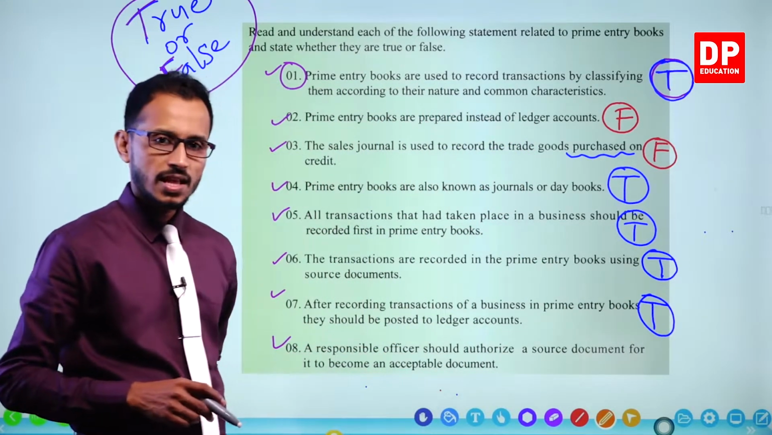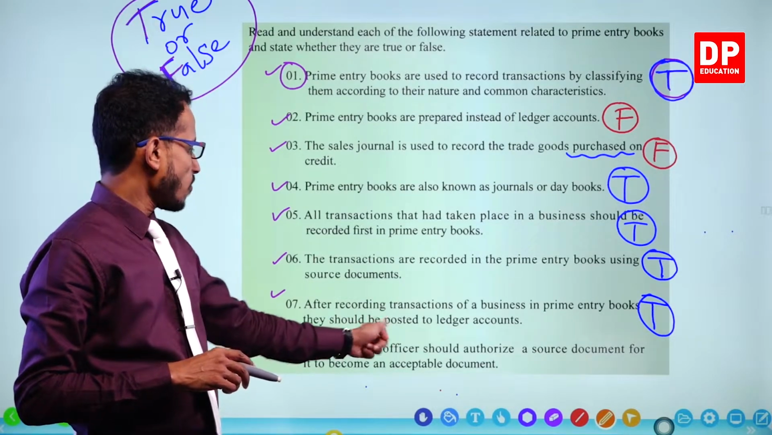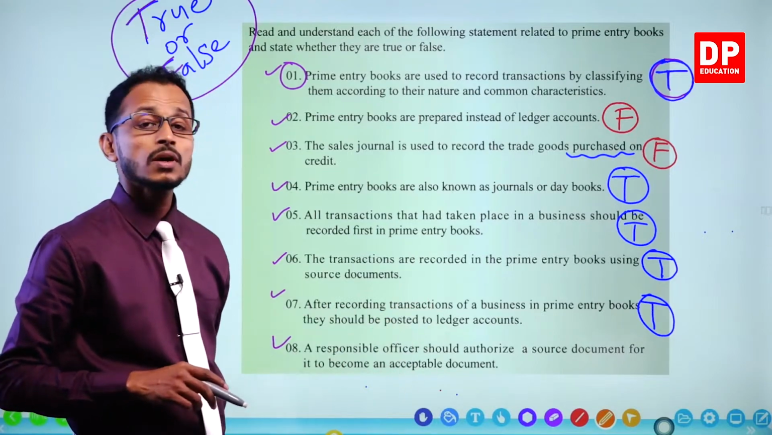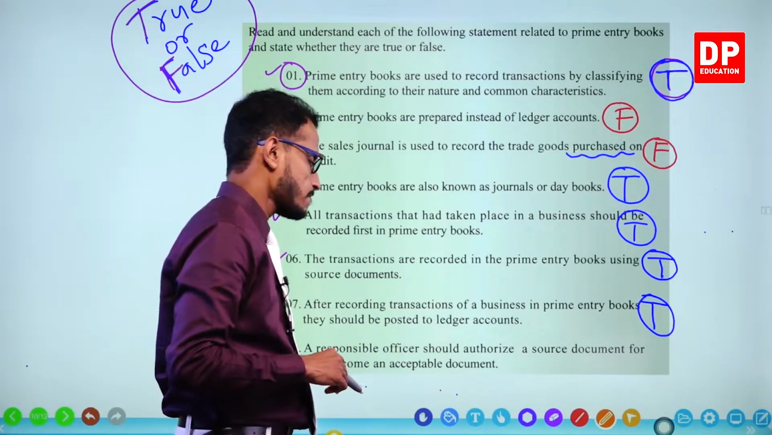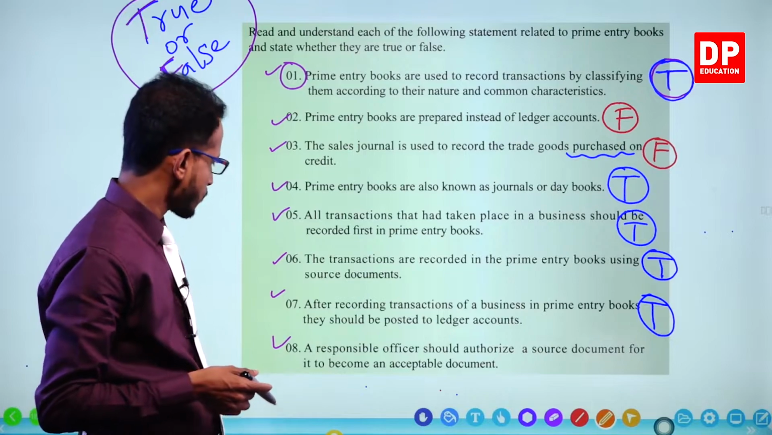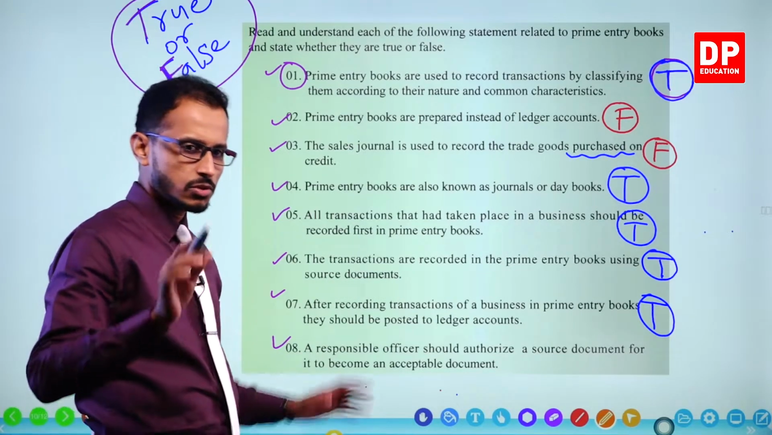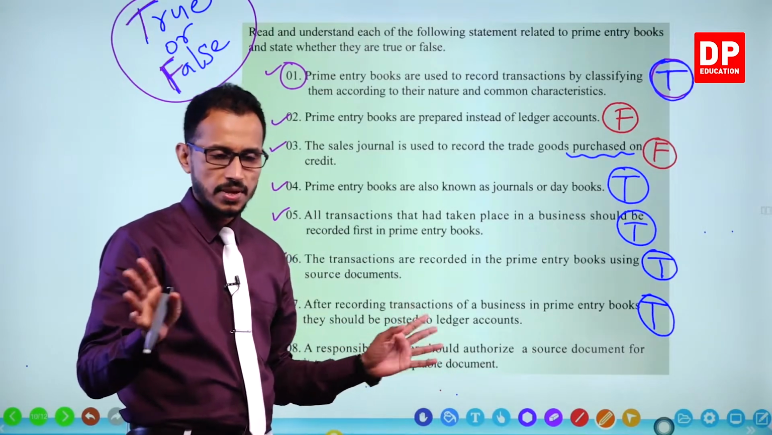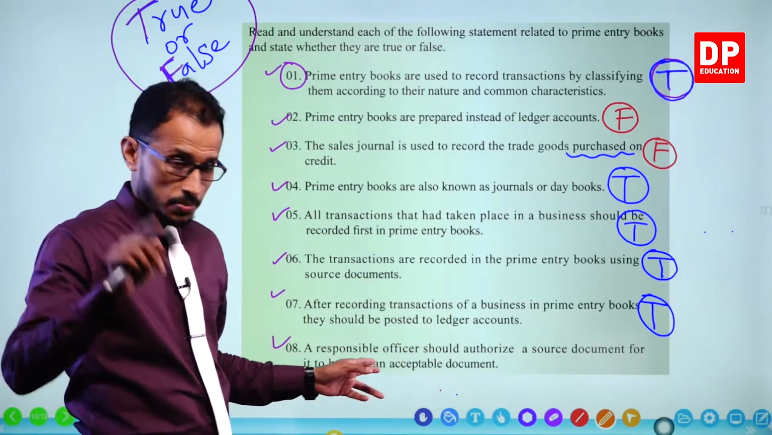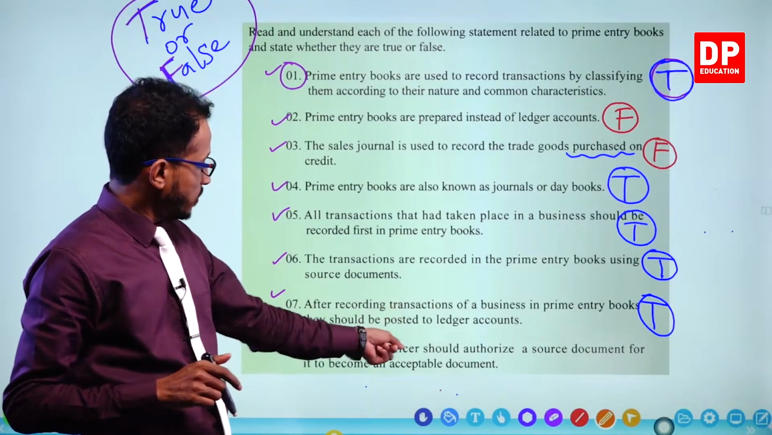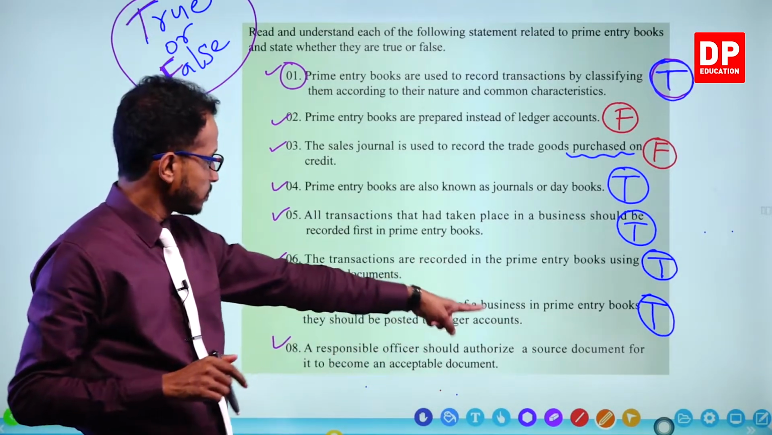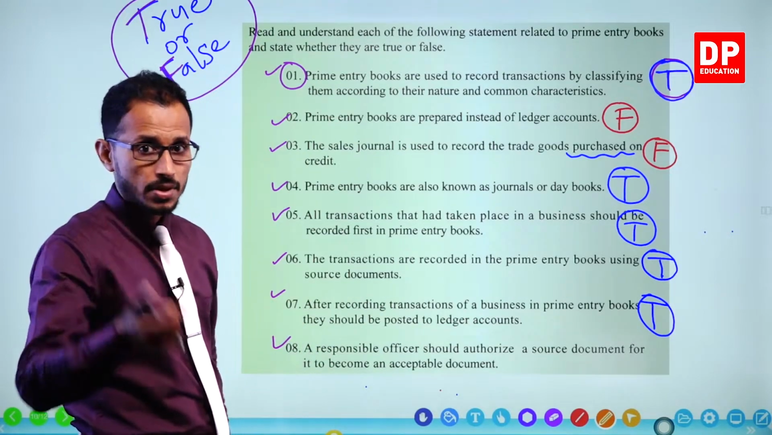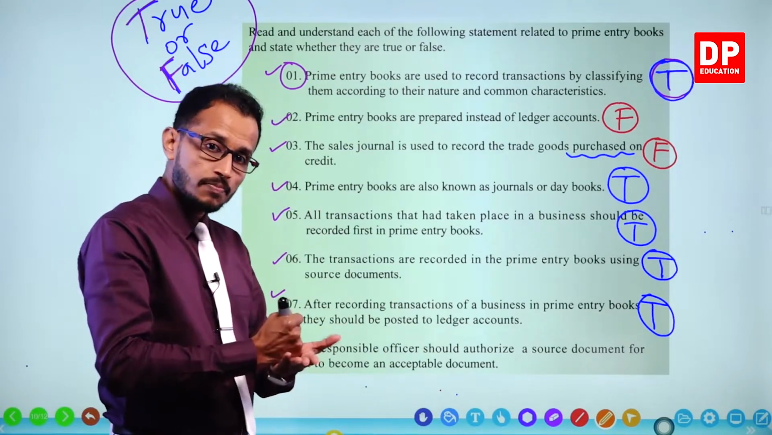Last one. A responsible officer should authorize a source document for it to become an acceptable document. Yes. We talked about it, remember? Most of the time, that is the cashier who signs and issues the source document, and there can be other officers, not only the cashier. So anyhow, an officer should authorize by signing for a source document to become an acceptable document.